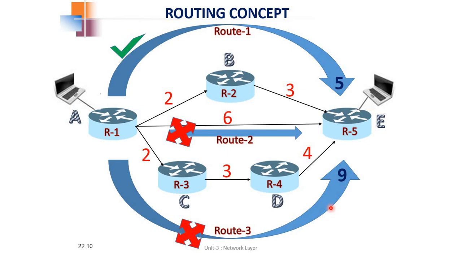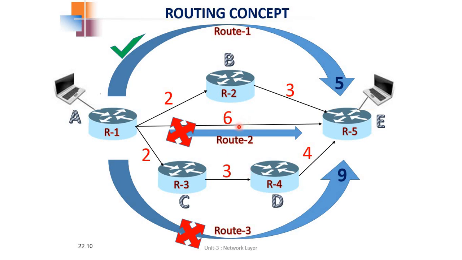Now, I have n number of routers. In route 1, I have one router. In route 2, I don't have any router. Router R1 to R5 is directly connected. Whereas in route 3, I have two more routers. So, how many routers are placed between the source and destination? That is nothing but hopping.